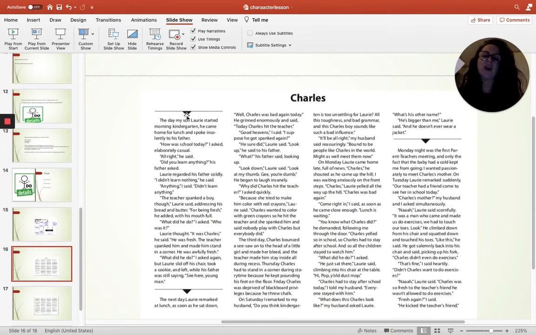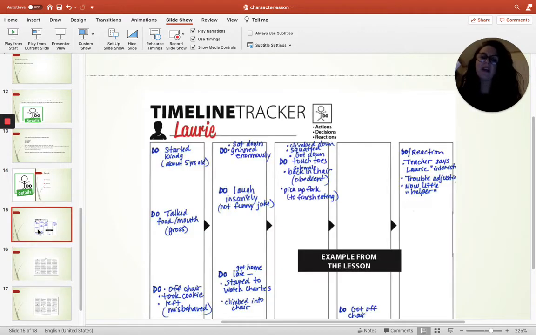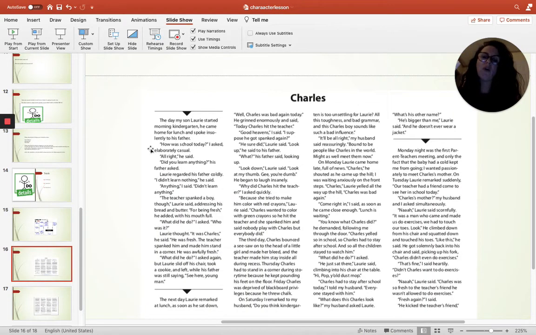See these little triangles? You have a triangle, then a bunch of writing, then a triangle, a bunch of writing. They go with my graphic organizer, okay? So the first triangle, all of my details are going to come from this first section, this first chunk. All right, let's continue.